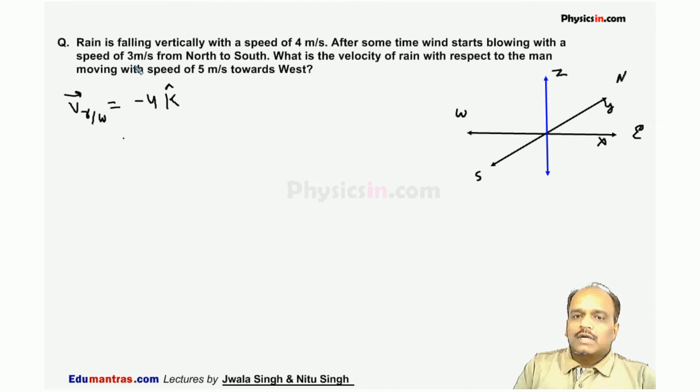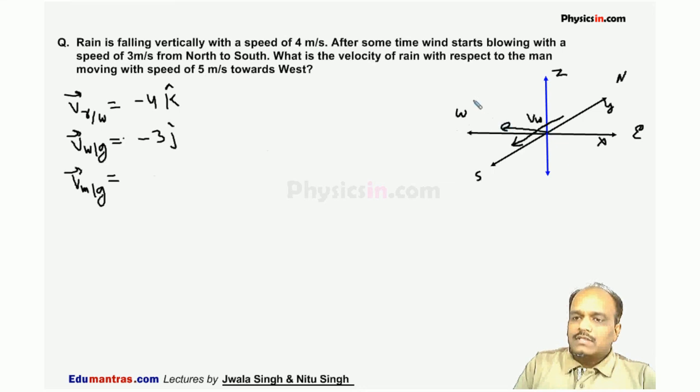After some time, the wind starts blowing at 3 meter per second from north to south in this direction. This is the velocity of wind. The velocity of wind with respect to ground is 3 times minus j cap. It is flowing from north to south, and I am assuming towards northward it is positive j cap, so this is minus j cap. What is the velocity of the rain with respect to the man who is moving? The velocity of man with respect to ground is 5 meter per second towards west. So the man is running in this direction. So velocity of man with respect to ground is minus 5 i cap.